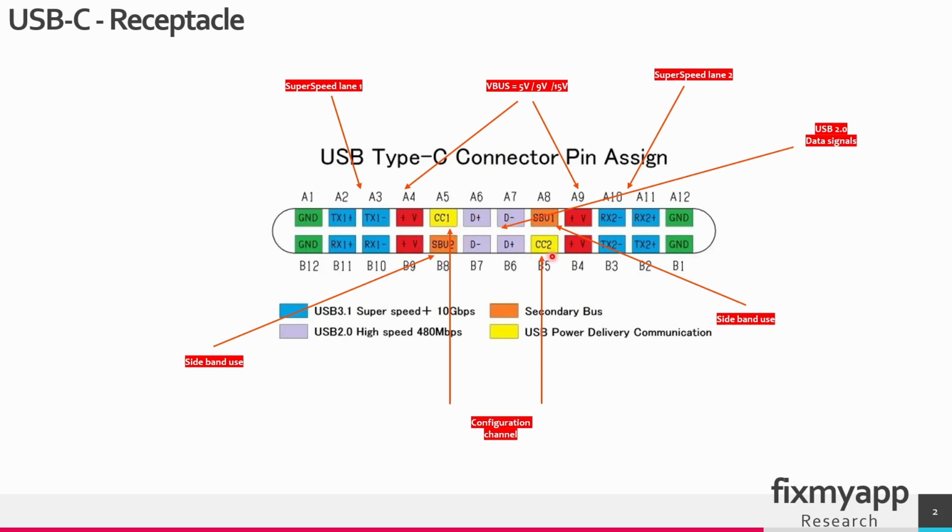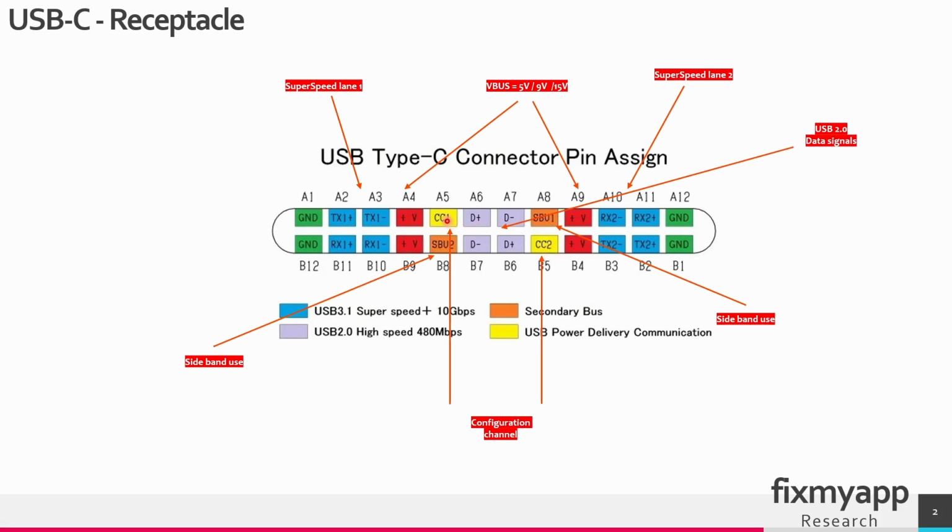Then we have CC1 and CC2. CC1 and CC2 are for the power delivery functionality. CC1 is also known as configuration channel 1, and CC2 as configuration channel 2. These are communication signals that communicate with the host, in this case the power supply, to negotiate which power the destination wants. So if the Nintendo Switch wants 5 volt, it will ask for that, or 9 or 15 volts. It depends on what the power supply can deliver.